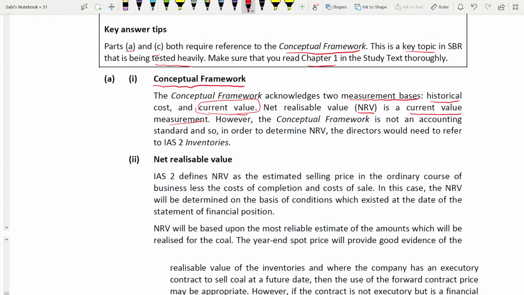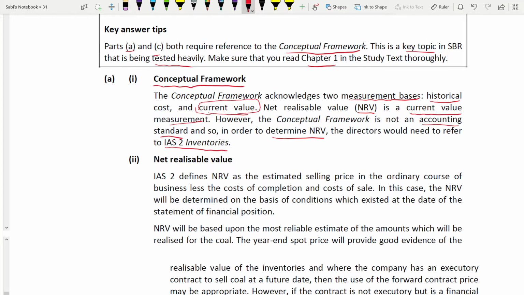But however, the conceptual framework is not an accounting standard. Is it an accounting standard? No, it's not an accounting standard. In order to determine net realizable value, the students would need to refer to IAS 2 Inventory. Remember, guys, whenever there is a specific standard on that, for example, valuation of inventory, they asked, right? There's a specific standard on that, IAS 2. So when a standard is there, you cannot use the conceptual framework as a measurement basis for inventory because a specific standard is there.